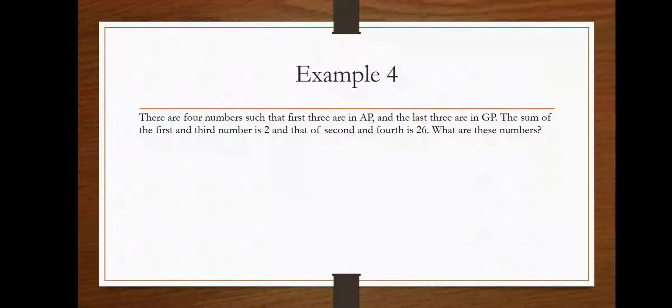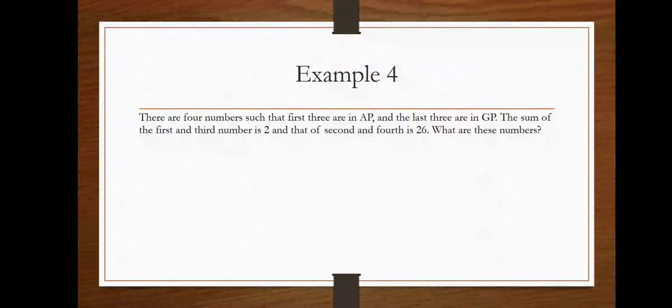So it's a pretty interesting question. There are four numbers in such a way that the first three of them will be in AP and the last three of them will be in GP. Now, as it is mentioned that the first three are in AP, we can consider the first three as A minus D, A and A plus D, right?